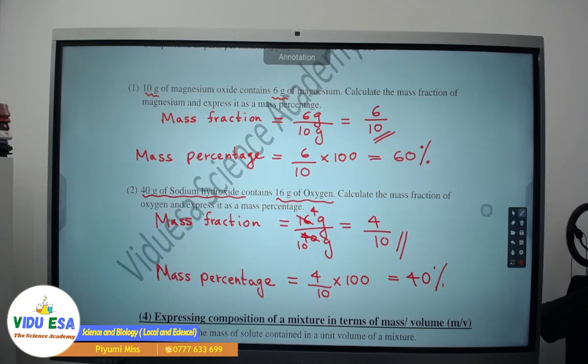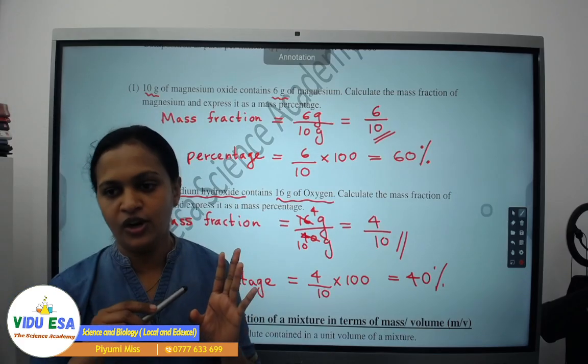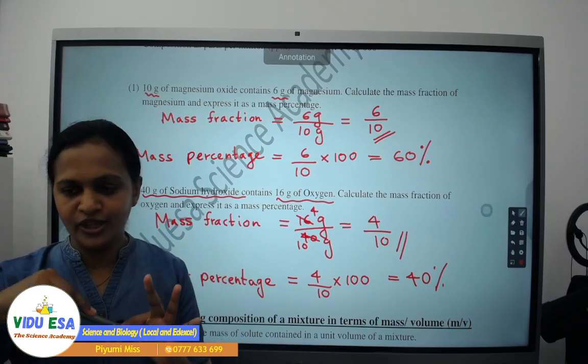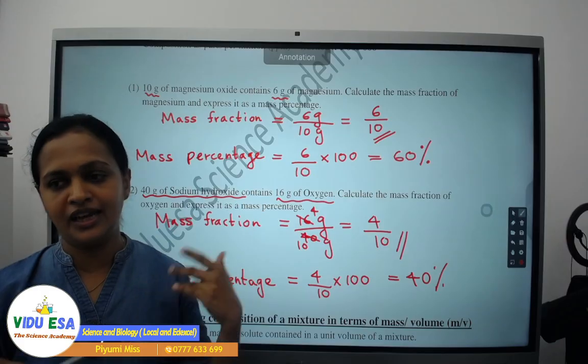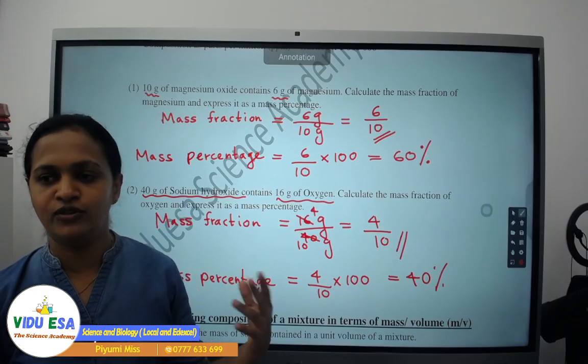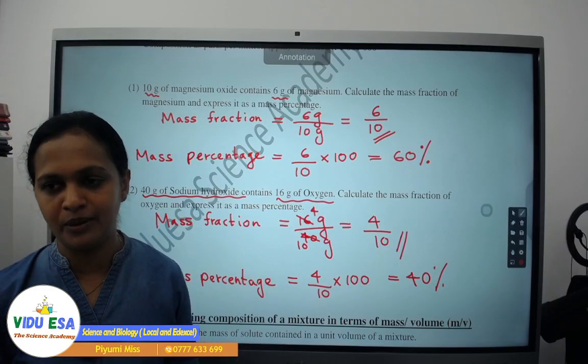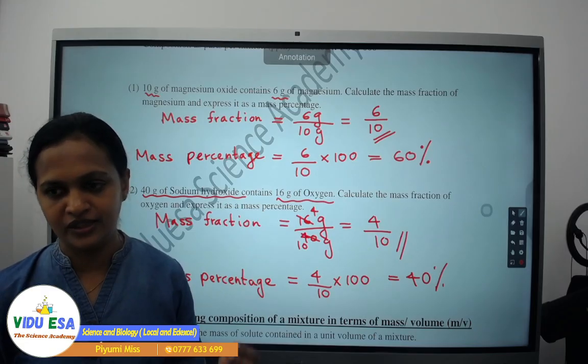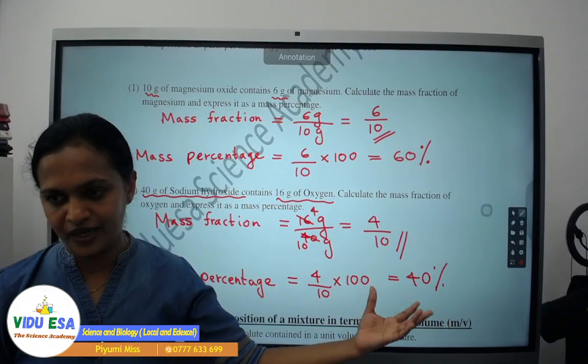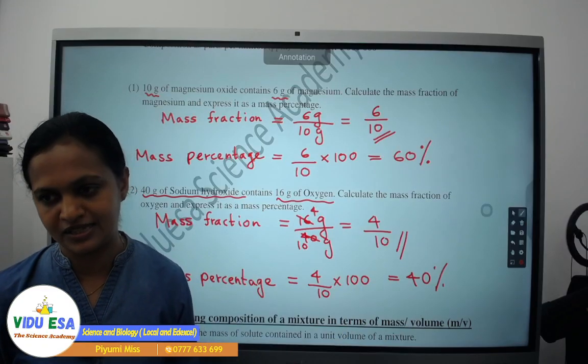Then you know how to express m over m, v over v, n over n as a percentage. And even if you are asked to present it as ppm, parts per million, you know that is the fraction multiplied by million, 10 to the power 6.